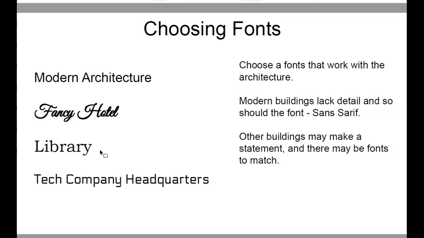It says library. And then the last one here, I have a tech company headquarters, which could be anything, certainly could be slicker, but it's a very almost robotic font because it takes curves and almost turns them into straight pieces. That implies early technology kind of stuff. It might make sense for a technology company, but it wouldn't make sense for a fancy hotel, right? So spend time thinking about your font.